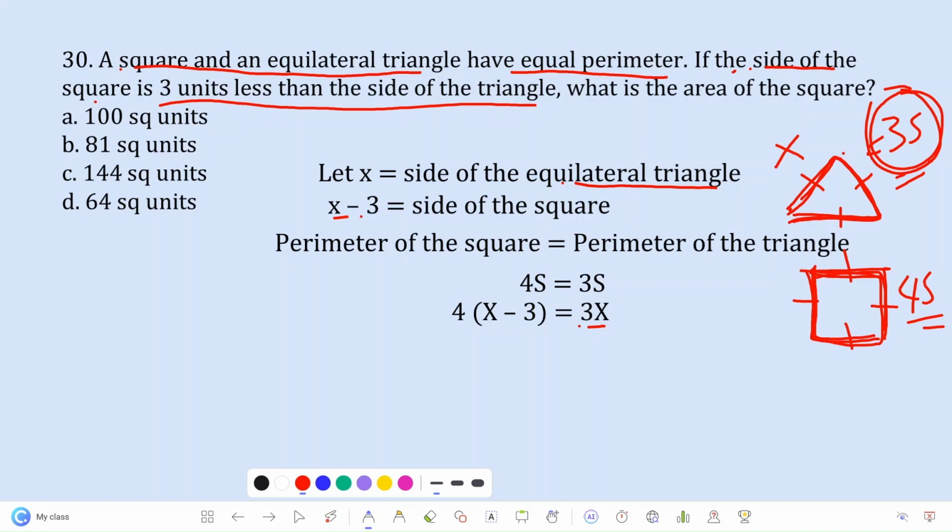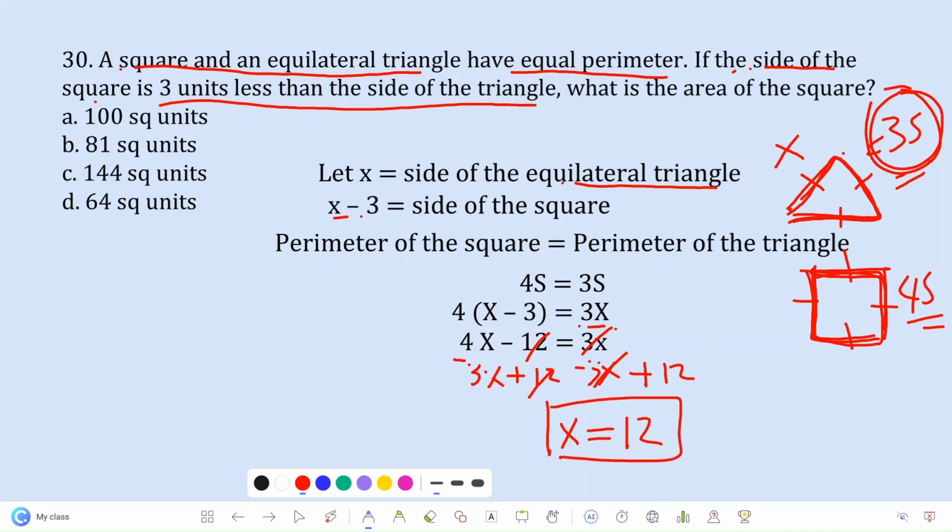So, let's distribute the 4. We have 4x. 4 times the x is 4x. And 4 times minus 3 is negative 12 is equal to 3x. Ngayon, ang gagawin mo lang dito ay mag-minus ka dito ng 3x para mag-minus ka rin dito ng 3x and then plus 12 and plus 12 para makancel mo to, makancel mo rin to. 4x minus 3x is equal to x is equal to 12. At anong side ito? Ito ay ang side ng equilateral triangle.